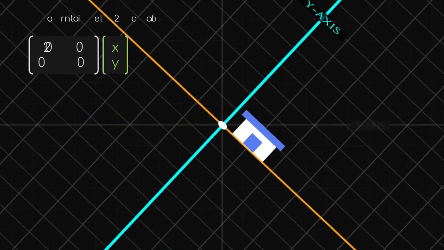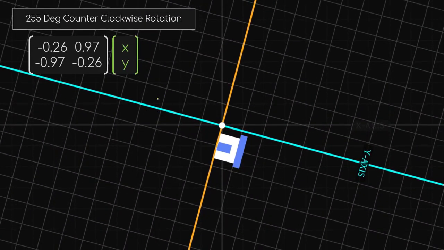The next example does a rotation again, and this is a 255-degree counterclockwise rotation, and this matrix will do that job for you. A matrix transformation can even change the angle between the two axes, so the x-axis and the y-axis do not have to remain perpendicular all the time.